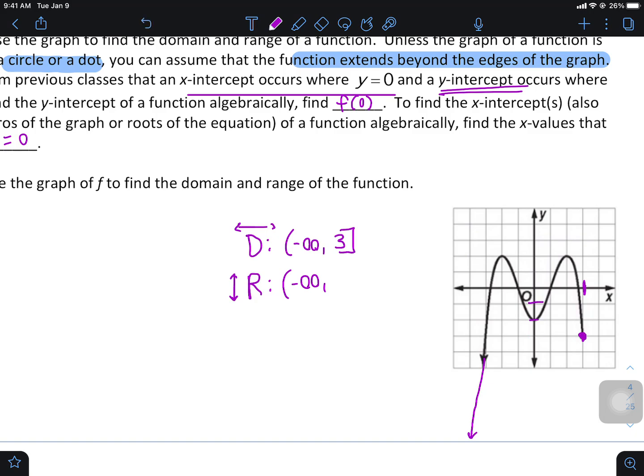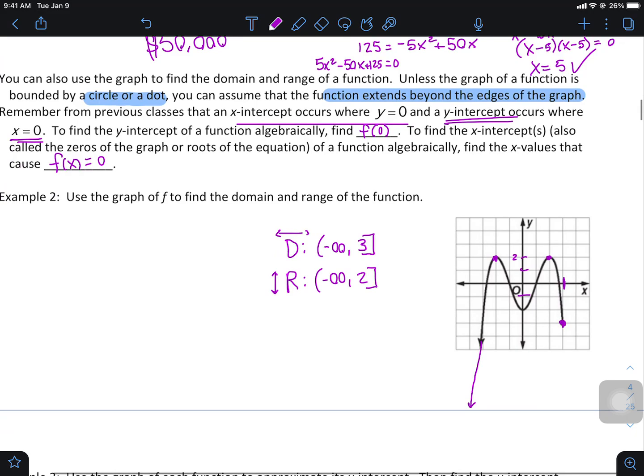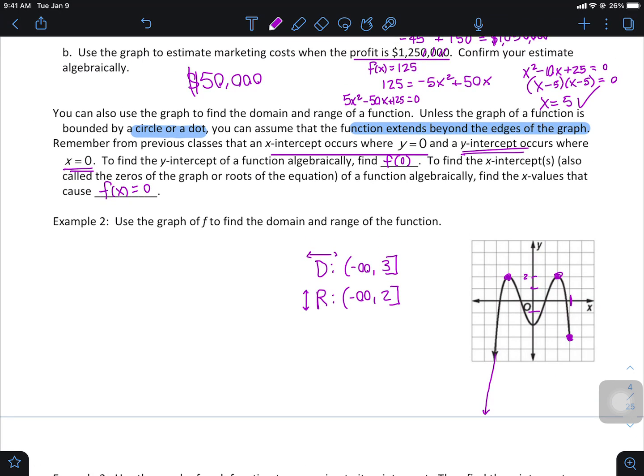But you want to go to the highest y value, which is actually these little vertices right here. And those appear to be happening at the y value of 2 right there. So we'll say the range is from negative infinity to 2 with a bracket. So be careful there. It's not negative infinity to negative 3, the endpoint. It goes up to these highest points. And brackets on both of those.